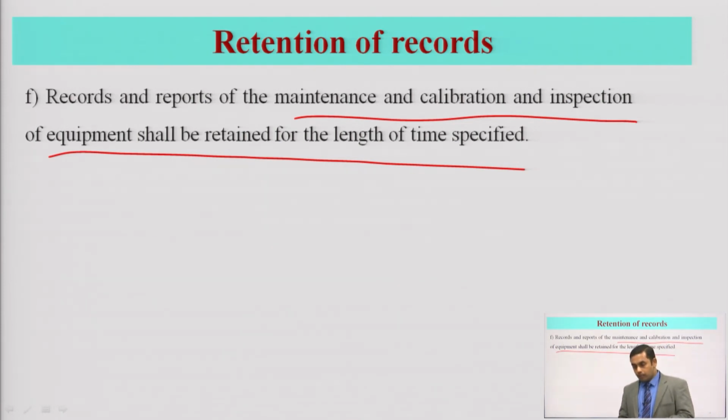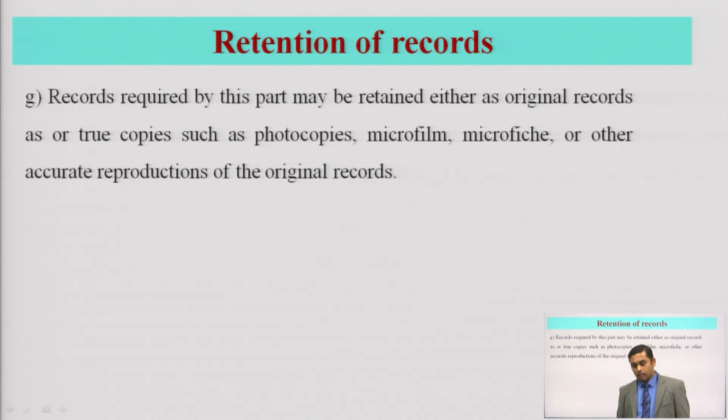Calibration records and inspection of the equipment: every piece of data we are preserving, so that if any inspection happens in future, we can counter it with our data, showing that yes, we have done proper calibration. After that we started our studies. Records required by this part may be retained either as original records or as true copies such as photocopies, microfilm, microfiche or other accurate reproduction of the original records. All the things should be retained.